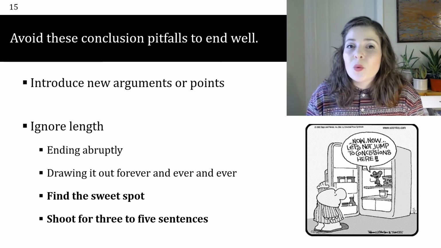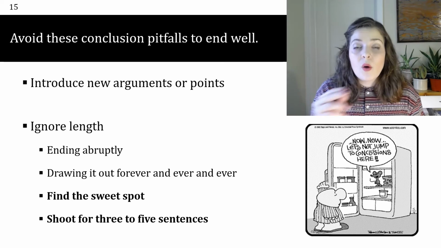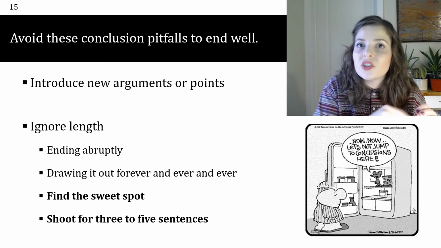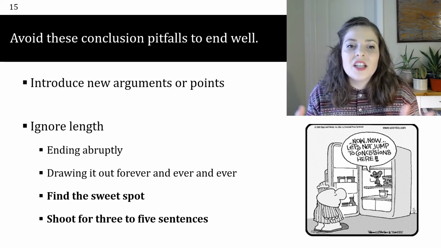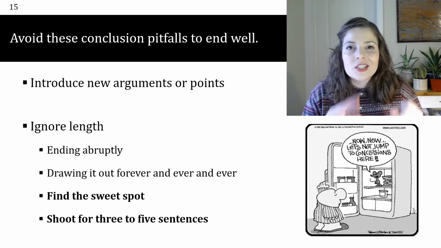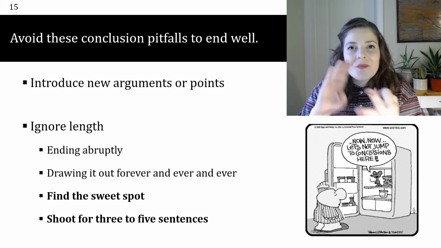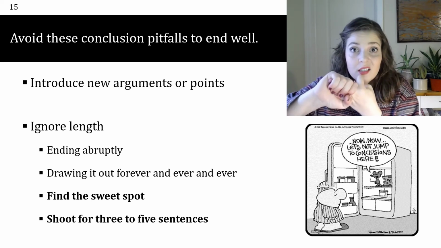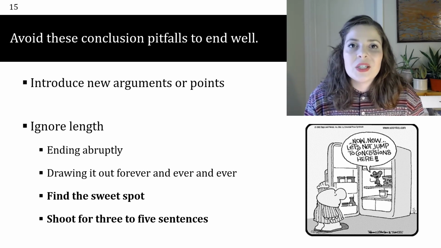We also want to be very, very careful about the length of our conclusion. We don't want to just quickly wrap it up and stop, but we also don't want to draw it out forever and ever. I want to try to find that sweet spot. Usually about 3 to 5 sentences. You've got your signal to the close, preview of main points, and your thesis statement. Those all can happen in 2 sentences usually, and then 1 sentence or a few more for your closure.